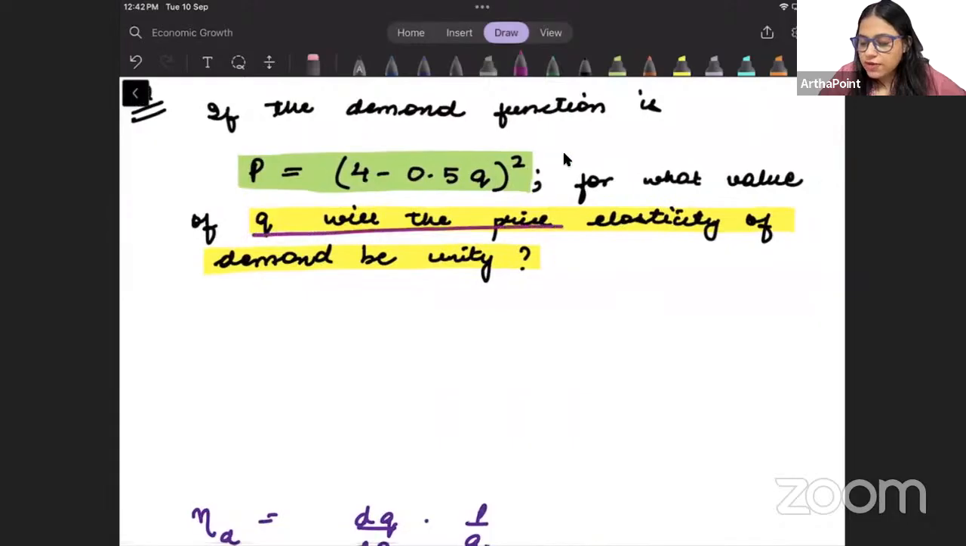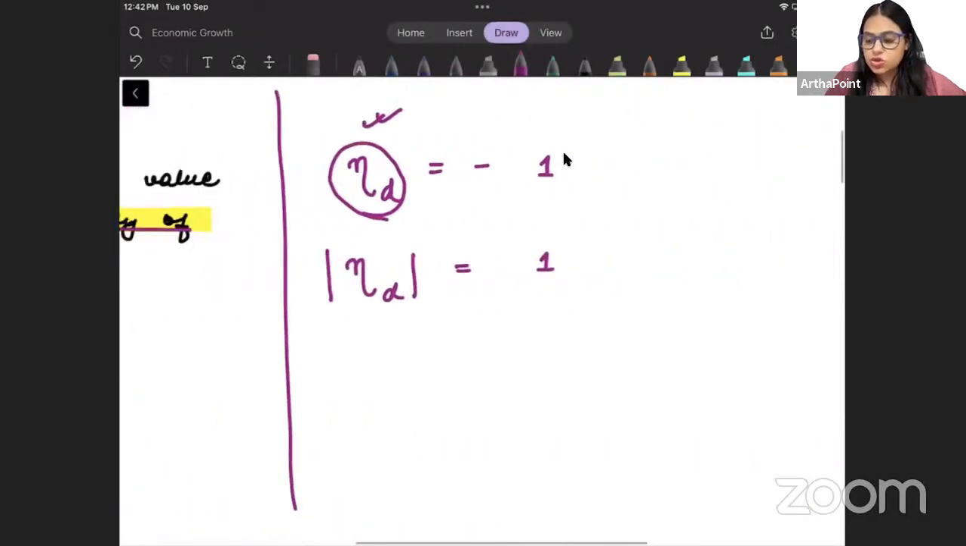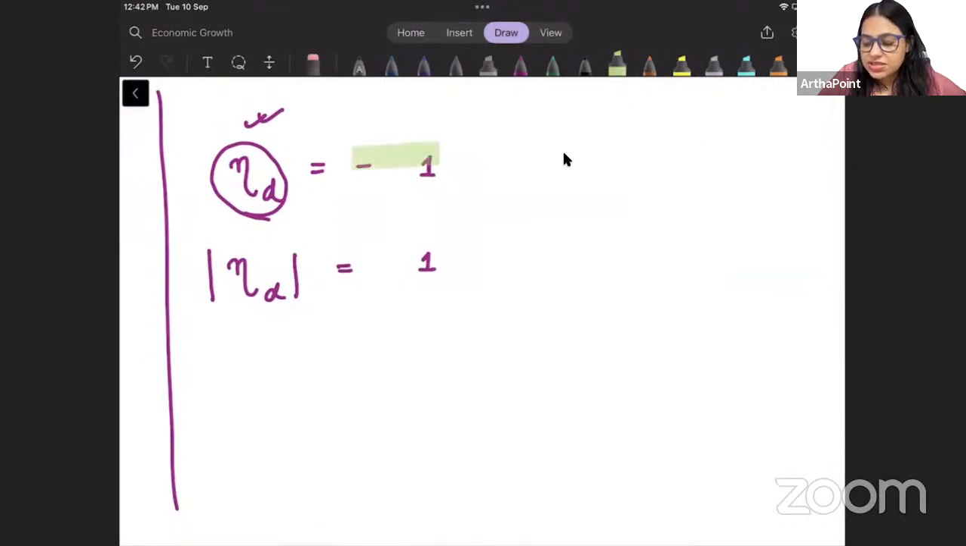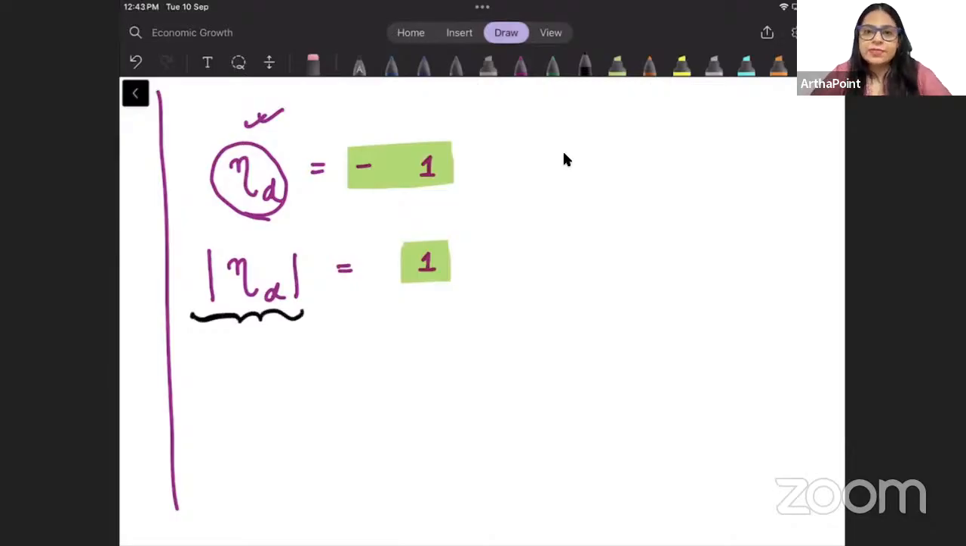It says for what value of Q will price elasticity of demand be unity? Now, this is elasticity of demand. So when we say unit elastic, it means that we need to equate it to -1. Otherwise, you will get a wrong answer. And if you're equating it to 1, when you solve it, you need to ensure that you take the left-hand side in the absolute value. Okay? That's the first important thing here.